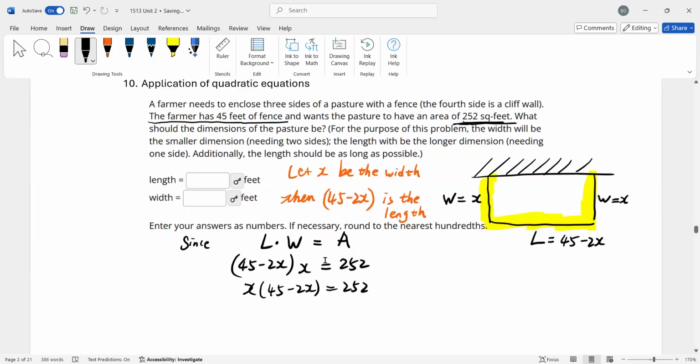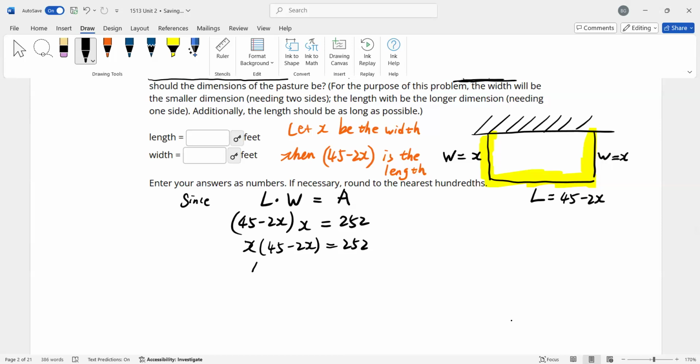Let's distribute. x times 45, 45x. x times negative 2x, we have negative 2x squared equals 252. And what I'm going to do is move everything to the right side. The reason is because I want the coefficient of x squared to be positive. I do not like the coefficient of x squared to be negative. For that reason, everything is going to move to the right side.